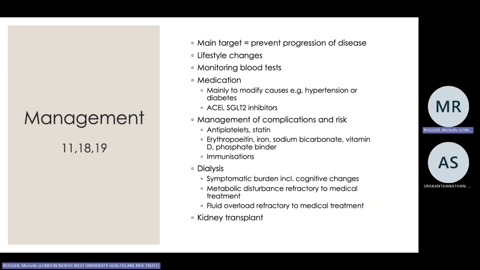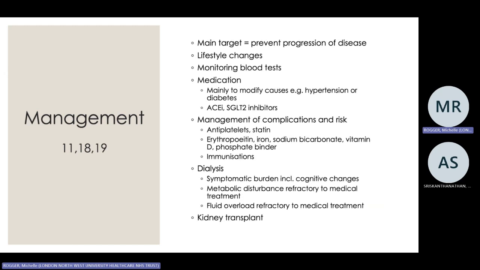SGLT2 inhibitors, so that's something like dapagliflozin, they are licensed for CKD. They're given to individuals who have diabetes and a urine albumin creatinine ratio more than 30. You can consider it in patients who've got diabetes and a urine albumin creatinine ratio of 3 to 30, apologies, or someone who's not got diabetes and they've got an albumin creatinine ratio of 22.6 or above. Okay, so those are the two main medications that are used in patients with CKD specifically.